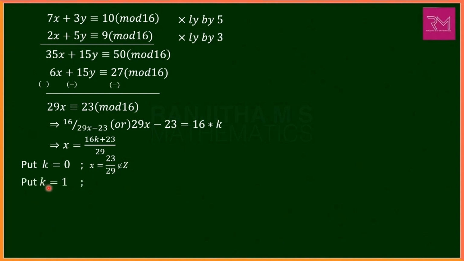Next, we put k as 1. If we substitute k as 1, then 16 into 1 is 16, plus 23, divided by 29.